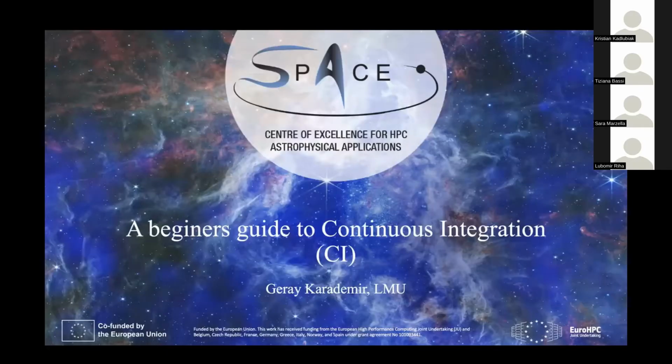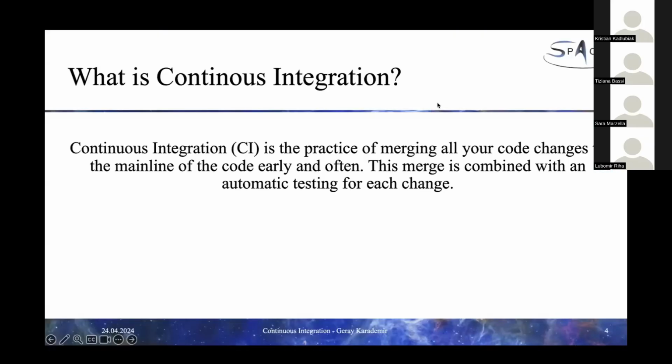So, let's get started. A beginner's guide to continuous integration. First of all, we want to answer the question: what is continuous integration? I took a sentence out of the dictionary, which I modified a bit. Continuous integration is a practice of merging all your code changes to a main line or main branch, depending on the language you prefer, and doing that early and often. So one key ingredient is that you don't merge every 6 months when you have modified the whole code, but you do that incrementally. Whenever you have some updates, you merge them to the main line.